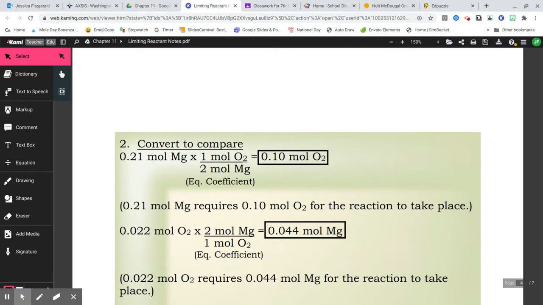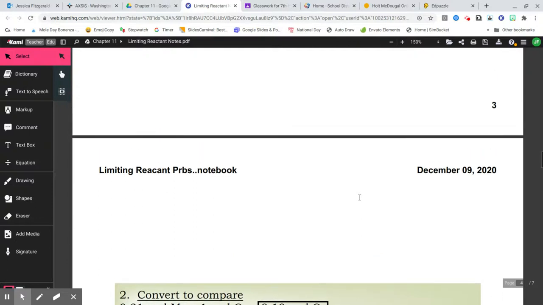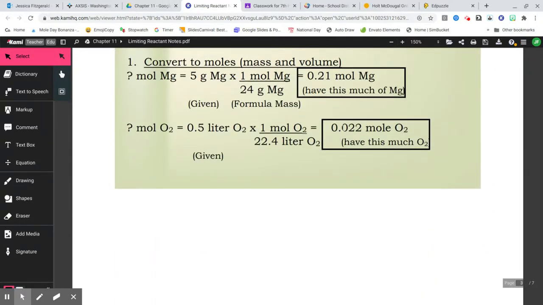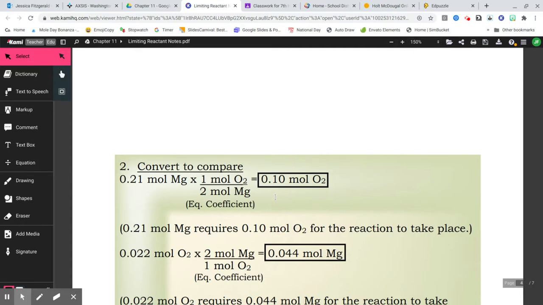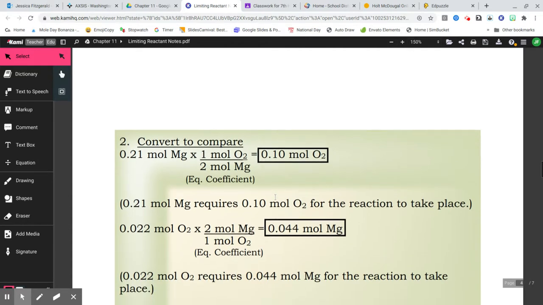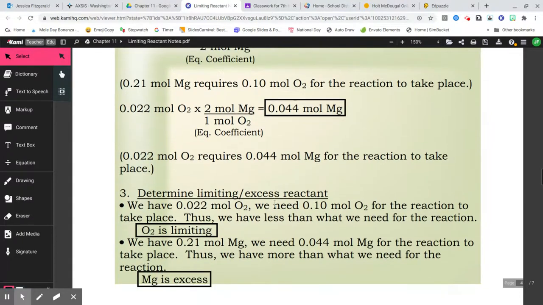So if I look at what I have, 0.022 moles of oxygen, I need 0.1 mole of oxygen. So this is where I'm going to drop down here. I have 0.022 moles of oxygen. I need 0.1 mole of oxygen for the reaction to take place. So do I have more or do I have less than what I need? I have 0.02, I need 0.1. So I have less than what I need. That means that oxygen is the limiting reactant.